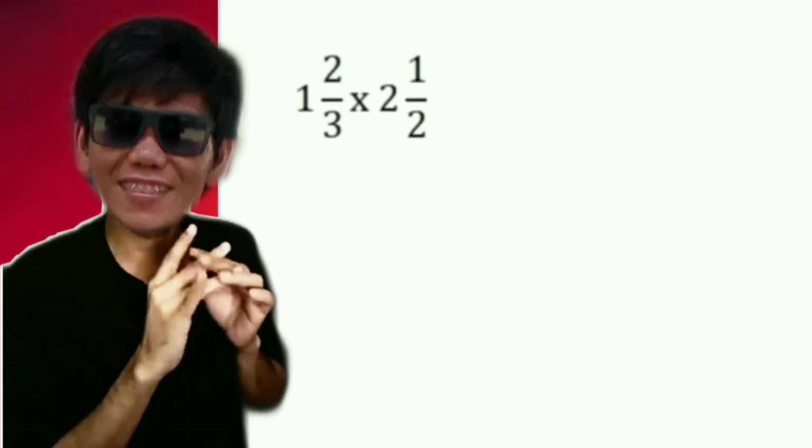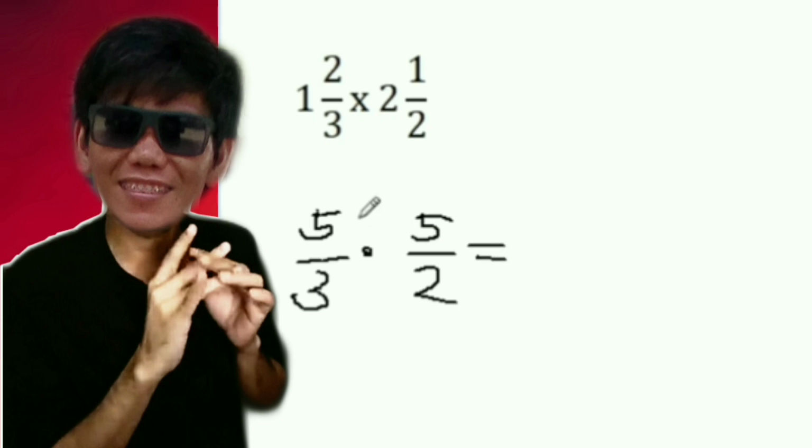For this third example, ganun pa din ang gagawin natin. Gagawin natin improper fractions ang mixed numbers. So we have 3 times 1 plus 2 equals 5. Then just copy the denominator, 3. Then 2 times 2 equals 4 plus 1 equals 5 over 2. Kung mapapansin natin yung fractions, wala na tayong madidivide dyan. Lahat sila nakasimplify na. So long method tayo.